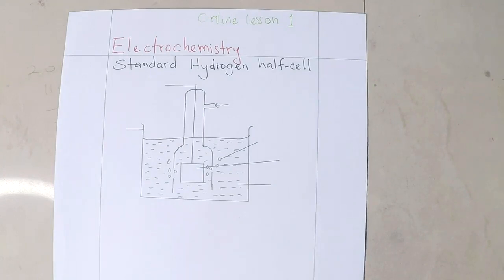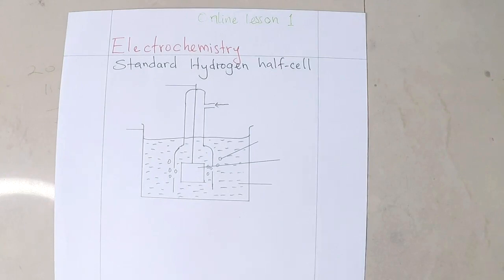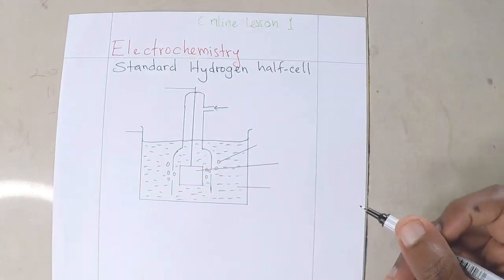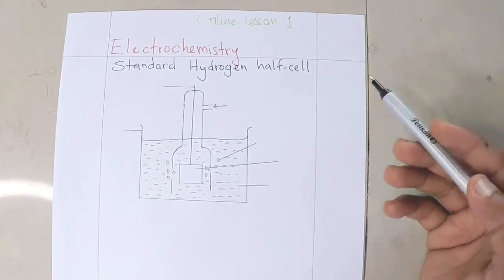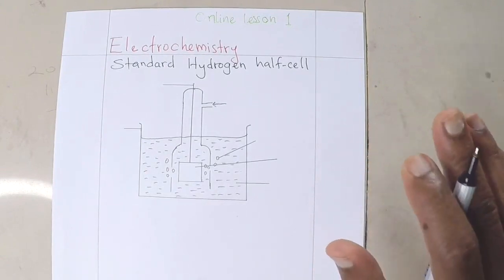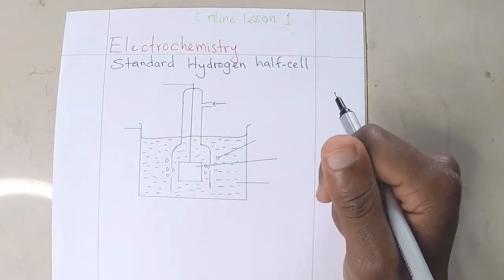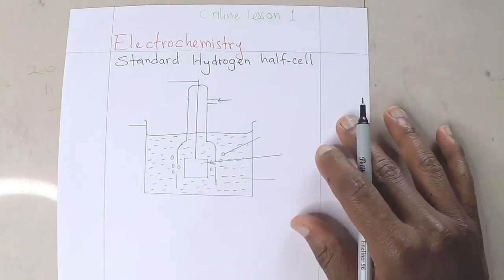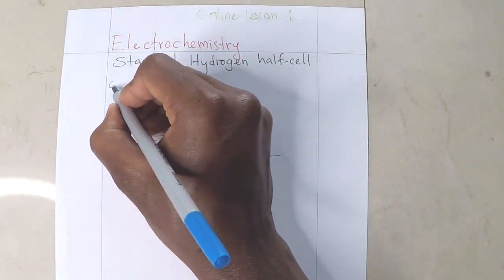The standard hydrogen half cell looks something like this here. Now this is how you draw it. The standard hydrogen half cell is usually chosen as the reference electrode and is assigned the voltage of 0.00 volts. Now these are the components of the standard hydrogen half cell. Here we have a connecting wire.